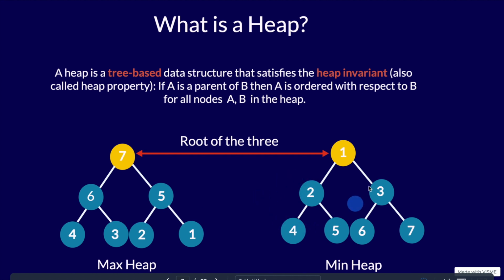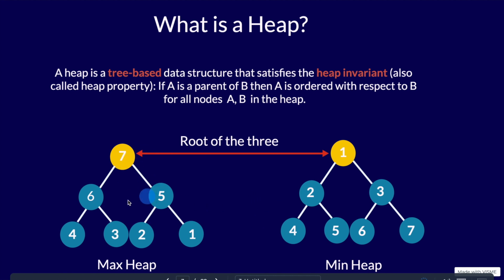Okay, and the other way around is here, as you can see, where the value of the parent node are always less than the value of the child nodes. So if you check here, 1 is less than 3, 3 is less than 7, right? 1 is less than 2, 2 is less than 4, 2 is less than 5. So the values of the parent nodes are always less than the value of the child nodes. Okay, so this is the other way around.